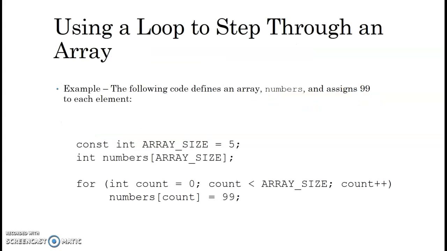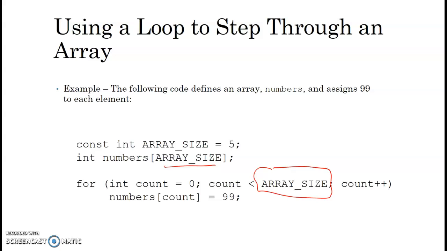Using a loop to step through an array. The following code defines an array called numbers and assigns 99 to each element in the array. Not sure why you would do that, but this one's doing that. This one is of size 5. Take notice we can use the constant as part of the looping structure, so I don't have to keep track of what the size of the array was. That use of a constant is very important. It just makes it a lot easier for us to keep in mind.